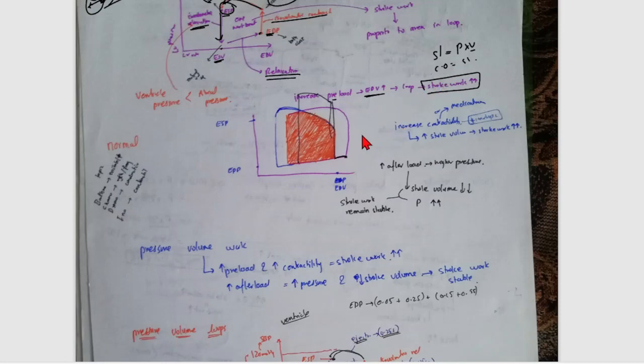Now the second thing, in the black color, is like this. If you increase the afterload, meaning the total peripheral resistance or the resistance to blood in the aorta is high, what will be needed? High pressure in the aorta. So now more pressure is needed to reach this point, the end of isovolumetric contraction.